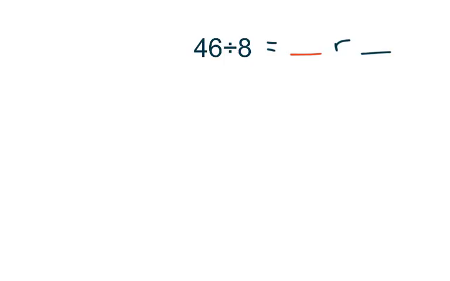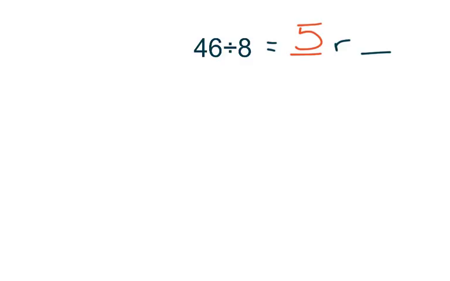We need to think about multiplication in our head. 8 times what gets me close to 46, but I can't go over. So I would think about my 8 facts. I know that 8 times 4 is 32. That's too little. 8 times 5 gives me 40. That's pretty close. 8 times 6 is 48. That's over. I can't go over. So my answer, my quotient is going to be 5.